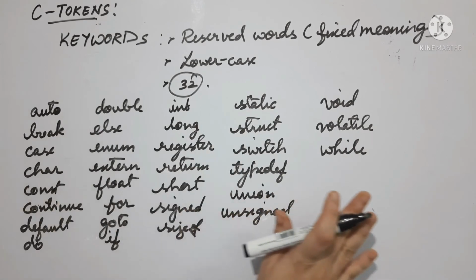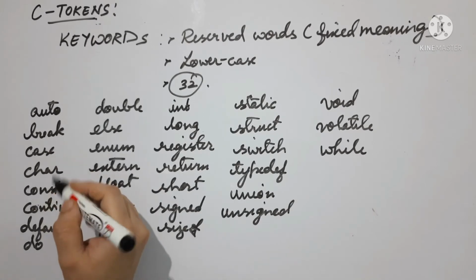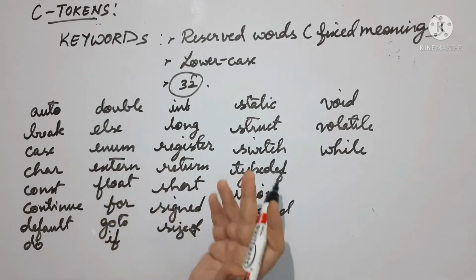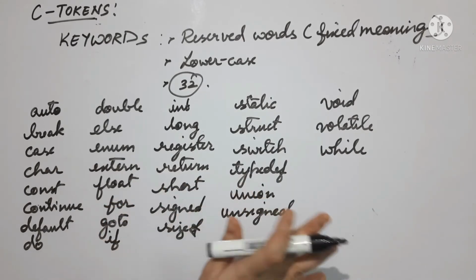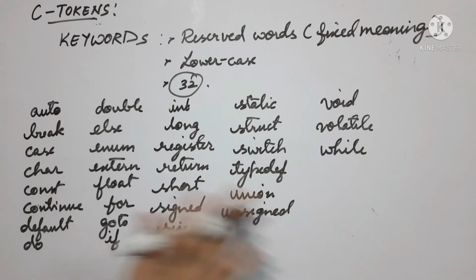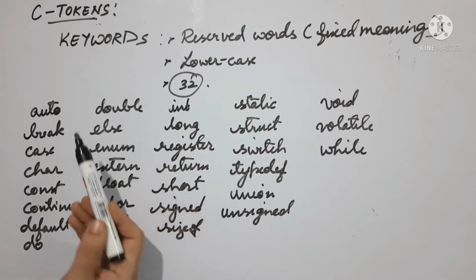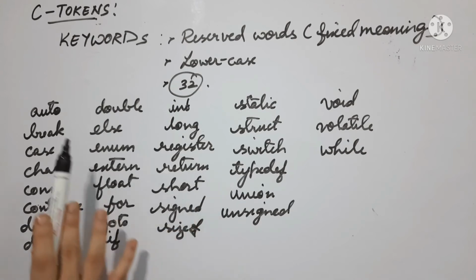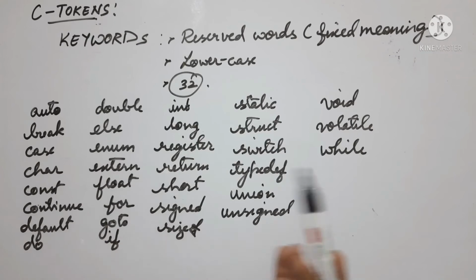In total there are 32 keywords. As we write programs, there are certain keywords which will be very commonly used, so you will become thorough with all the keywords. There is nothing to worry. These are the 32 keywords. The main thing to remember is that all the letters are in small case, also called lowercase, and these words are reserved. You cannot use any of these words as an identifier.